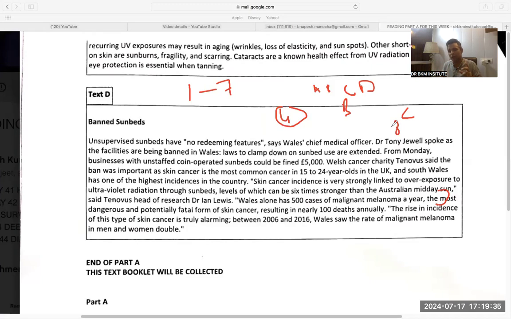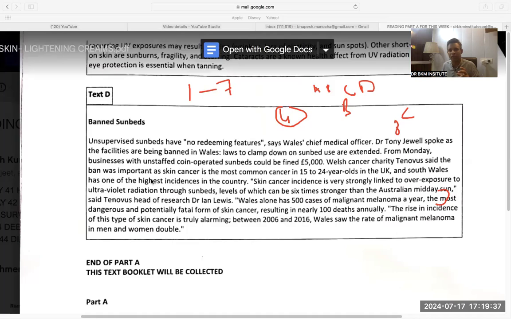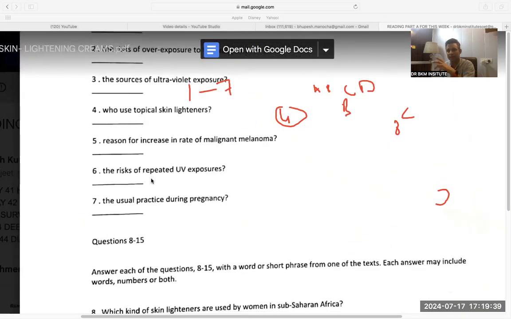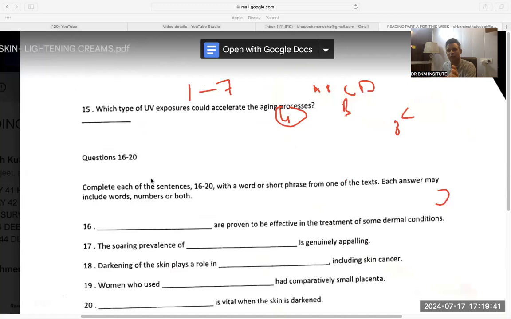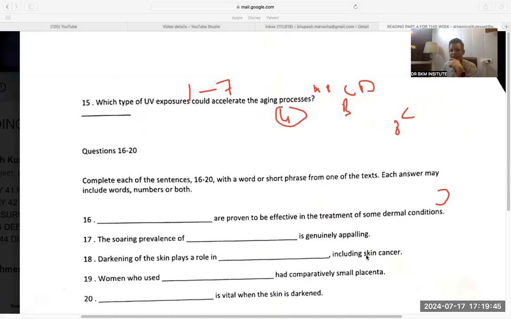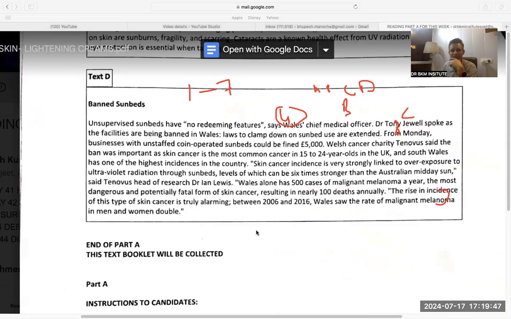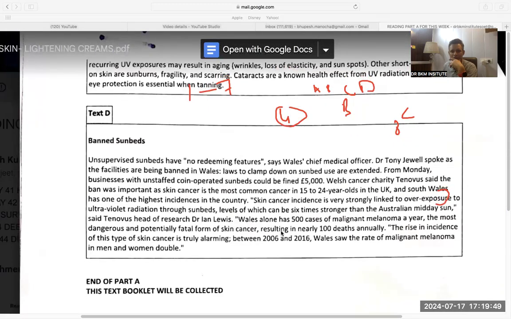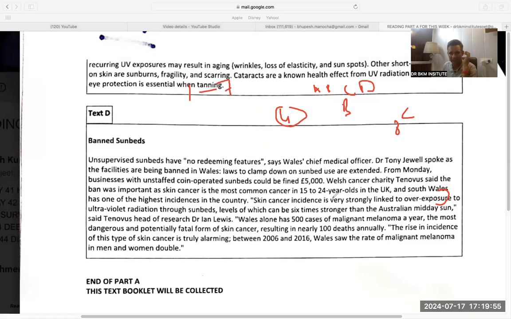If there would be any question related to cancer or malignant melanoma, I will definitely do that question because that is in D, like this. Darkening of the skin plays a role in dash, including skin cancer. Darkening of the skin produces a role in. In is my preposition. So I would like to get this word, darkening of the skin in.